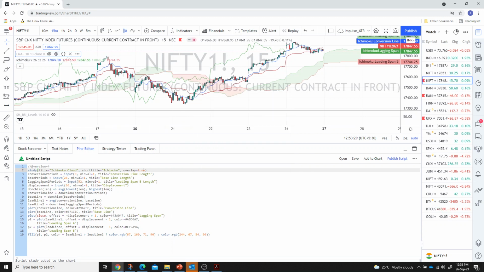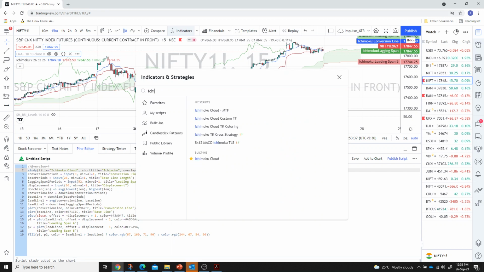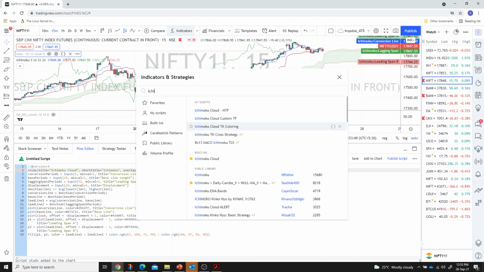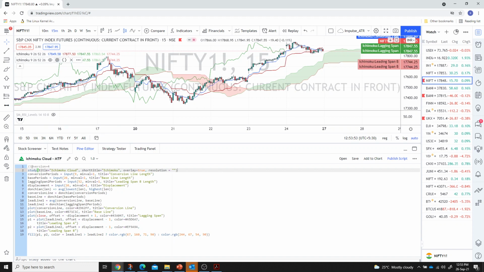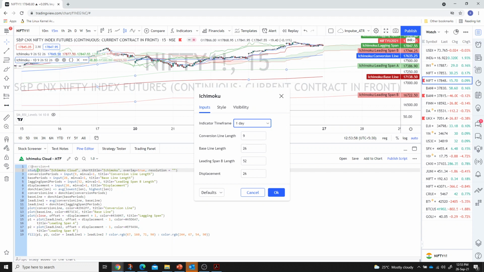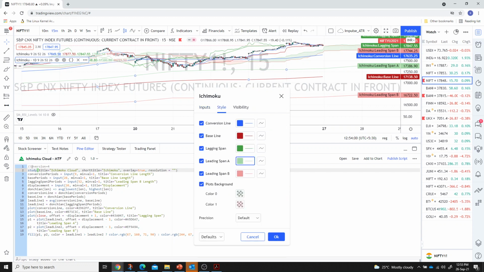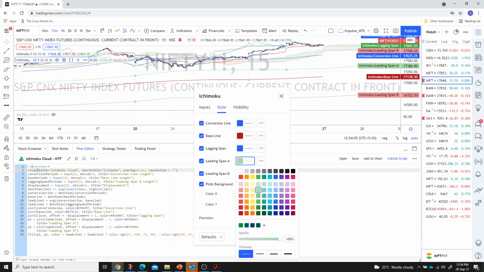So what I can do is I can make a copy of this Ichimoku and I can build my own, save it as my own indicator. So I've done that. So this is my own indicator Ichimoku. I've just added a resolution parameter. Now if I apply this to the chart, right? So now it will show me indicator time frame also and I will say 1 day. Okay, so this is my indicator over 1 day and now I can do multi-time frame analysis of Ichimoku also.